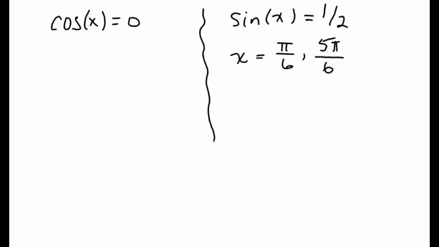Now here, for me, it's easiest to use the unit circle. And remember that the cosine is the x-coordinate of terminal points on our unit circle.